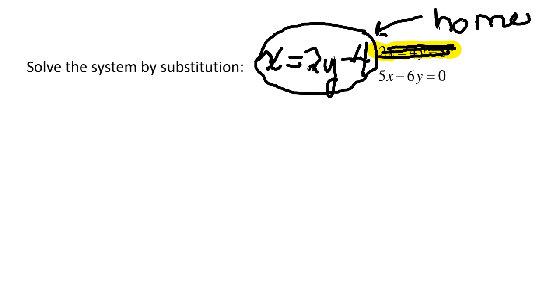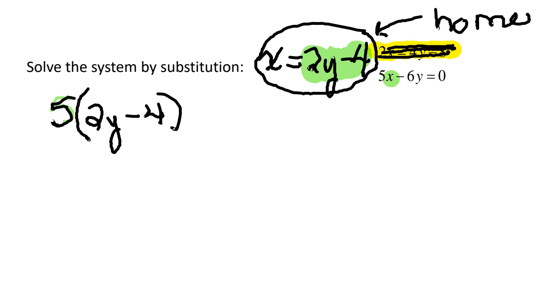This is my x. I'm going to put in what is not the fraction. This is going to give me 5 times (2y minus 4) minus 6y equals 0. This equation, you don't want to make your home. You want an equation that has a variable by itself, but avoid having fractions.